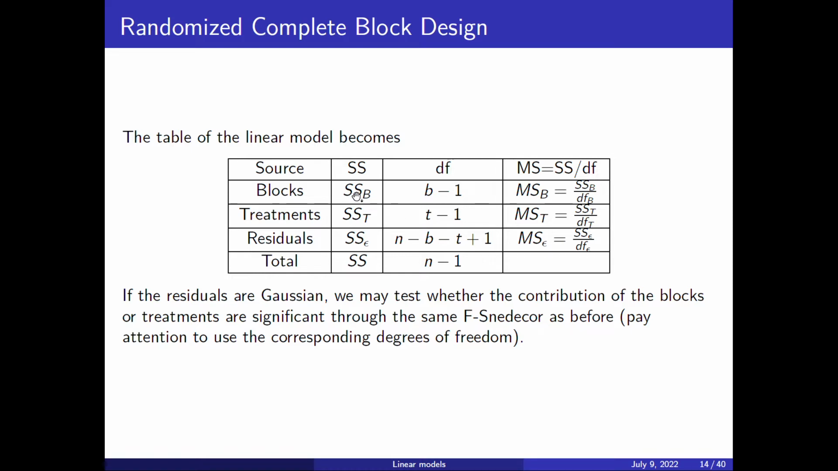And again, we have to count how many degrees of freedom are left or are spent in each one of the lines. Because of this constraint of adding up to 0, we spend 1 degree of freedom less. And the comparison has to be done at the level of mean squares, but we are interested in the comparison between the treatments and the residuals.